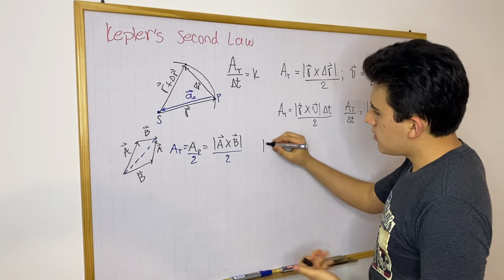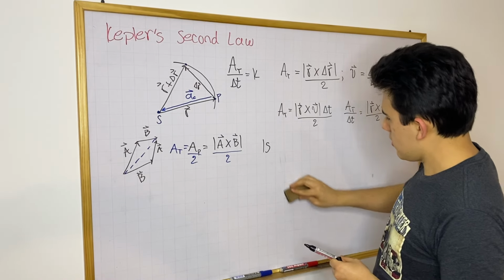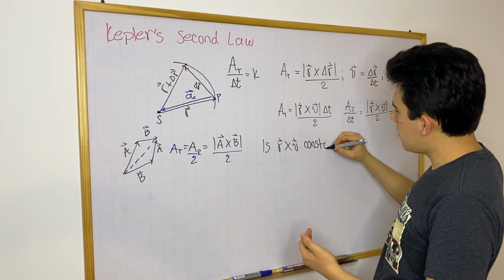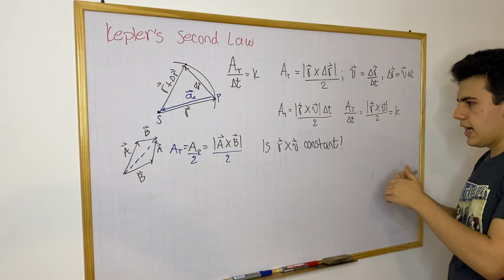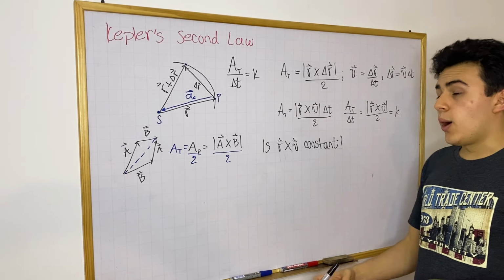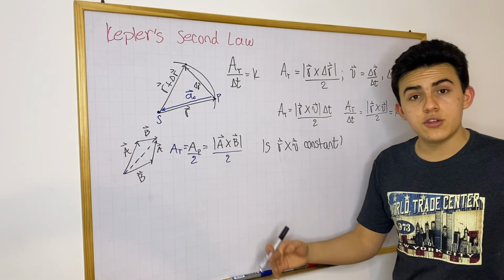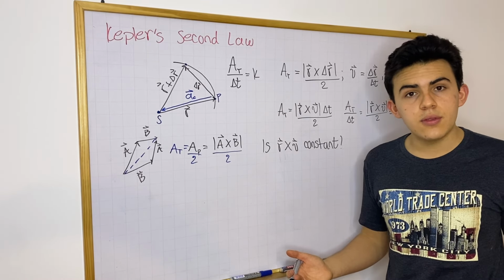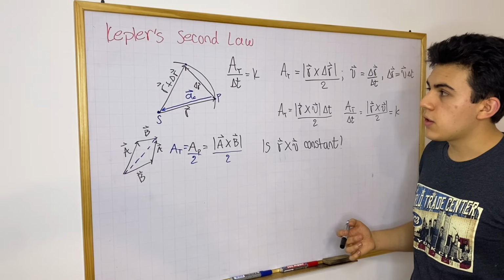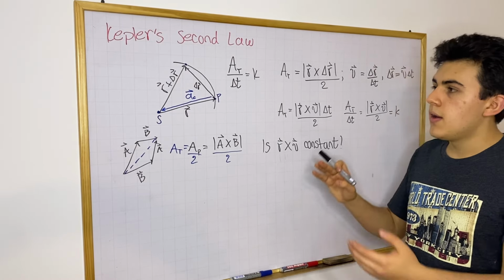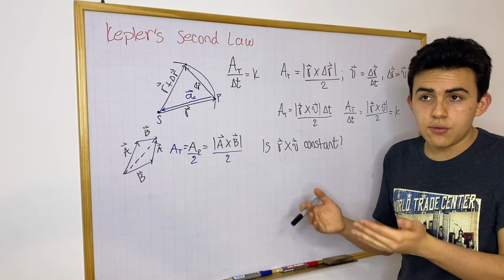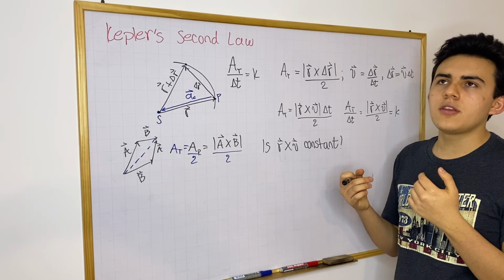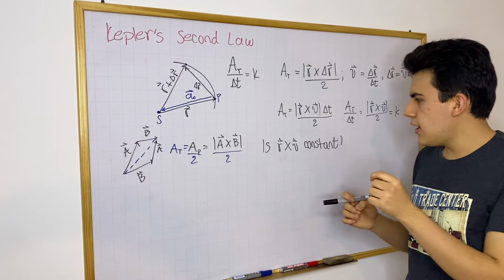So now we need to solve this question: is r cross v constant? This is now where the problem lies. We need to see if r cross v is constant. Now, hopefully you've done some vector calculus before, maybe with parametric equations, and you know that if you have a vector and you take its derivative and you get zero, that means that the vector is not changing. You can take the derivative of a vector with respect to time, and if the components of the derivative are zero, that means that the vector before the derivative, the antiderivative, is a constant vector.